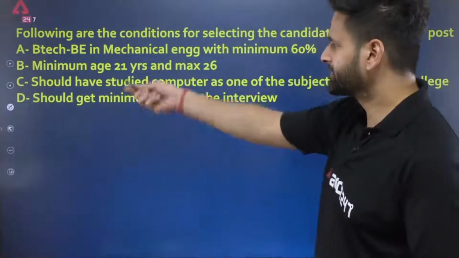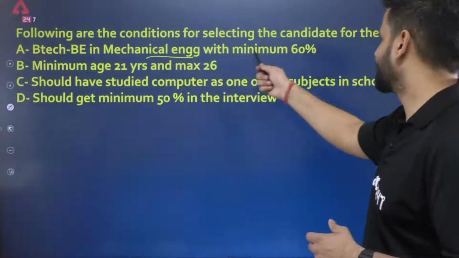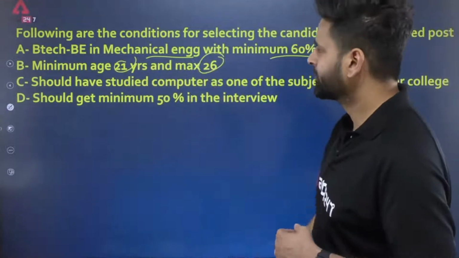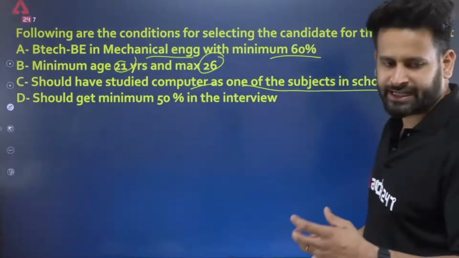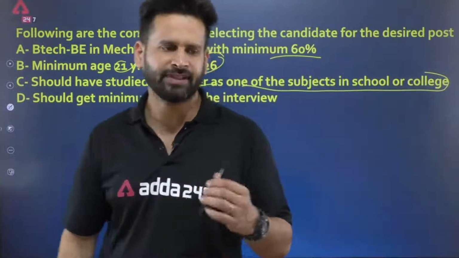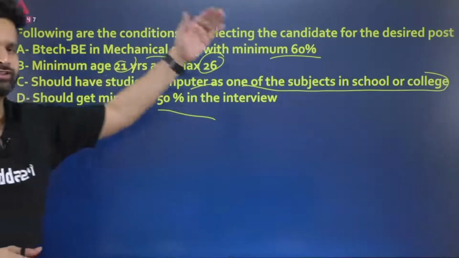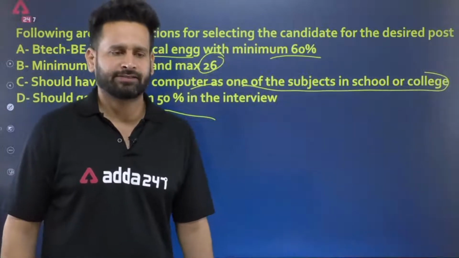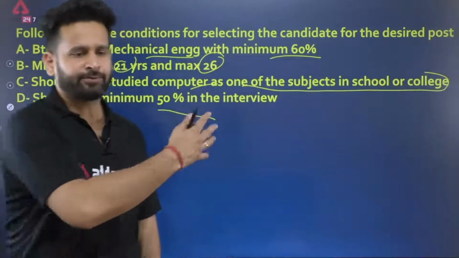For example, the student should be a BTech in mechanical engineering with minimum 60%, minimum age is 21 years, maximum is 26, should have studied computer as one of the subjects in school or college, and should get minimum 50% in the interview. These are the conditions this organization abides by. All these conditions should be fulfilled by the candidate, then that candidate will be selected for the post, whatever the post is. Such a question will be there.